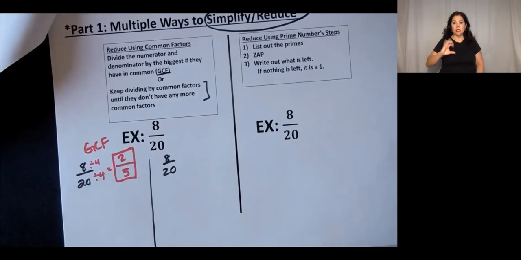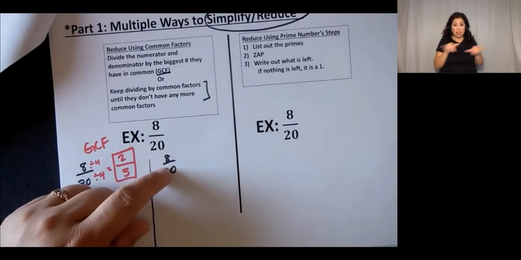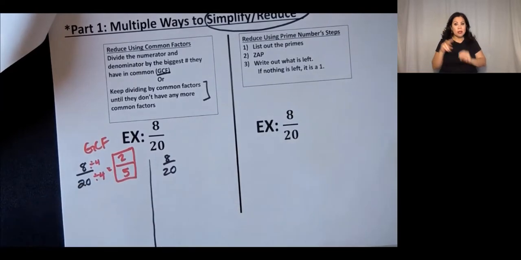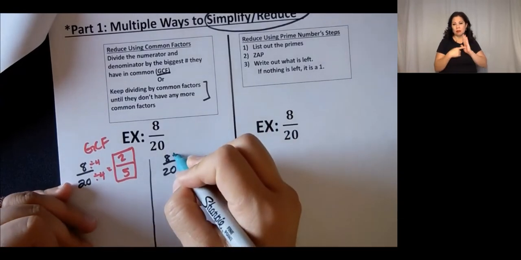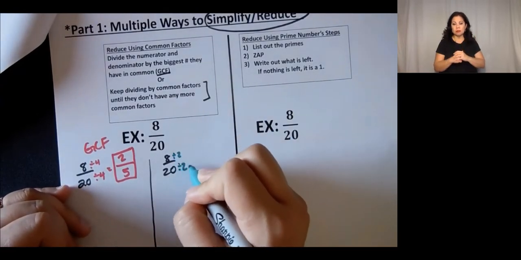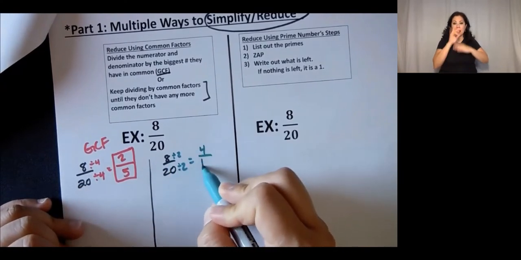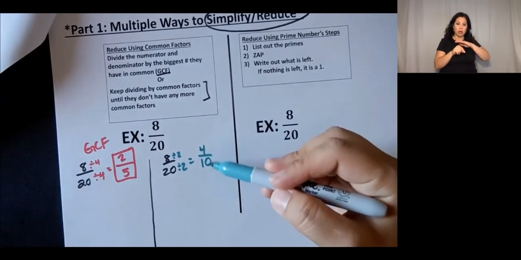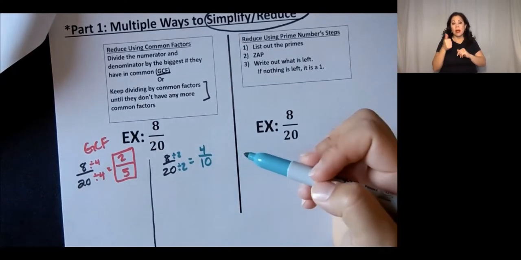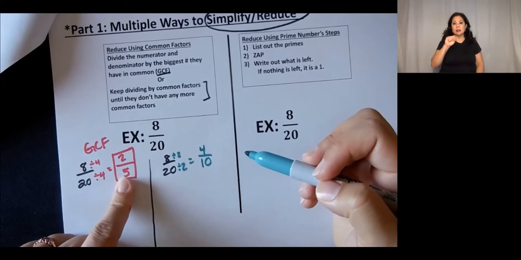Now, what if you didn't know the biggest number that you had in common, but you knew that both of them were evens? And what's nice about even numbers is that you can always divide by 2. Okay, so let me show you what happens when we do that. Divide by 2, divide by 2. 8 divided by 2 is 4. 20 divided by 2 is 10. This is reduced, but it's not simplified. Simplified is all the way at the end.